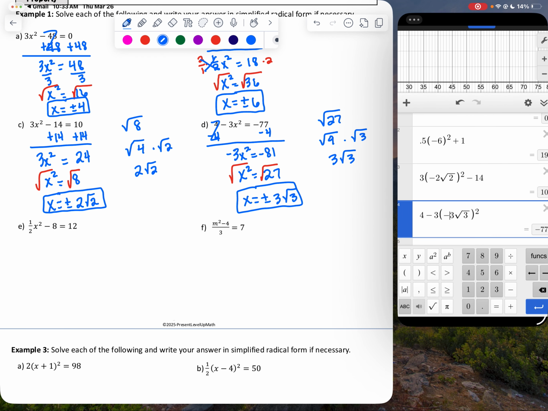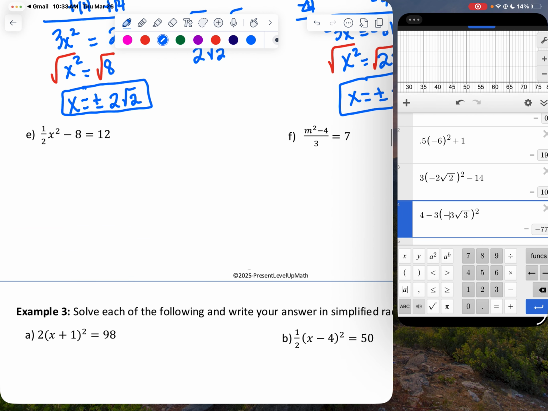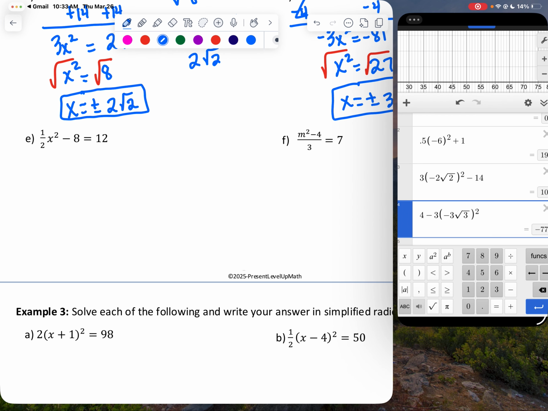All right, pause the video and try problem E on your own. All right, welcome back. Let's see how you did. In step 1, I added 8, and that gave me 1/2 x squared is equal to 20.